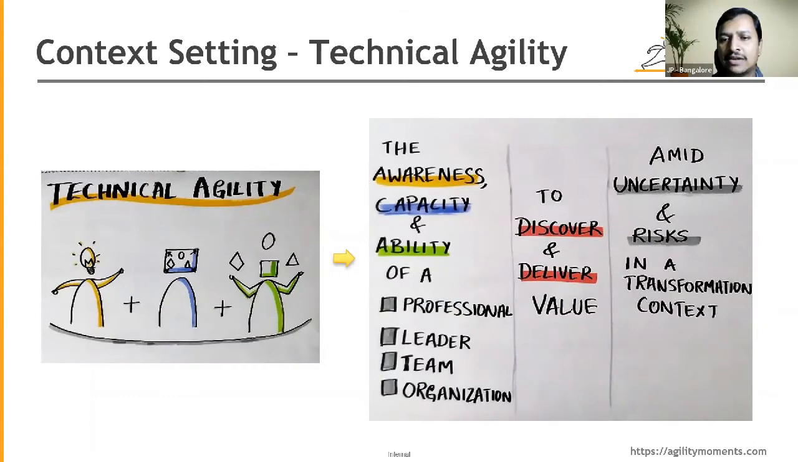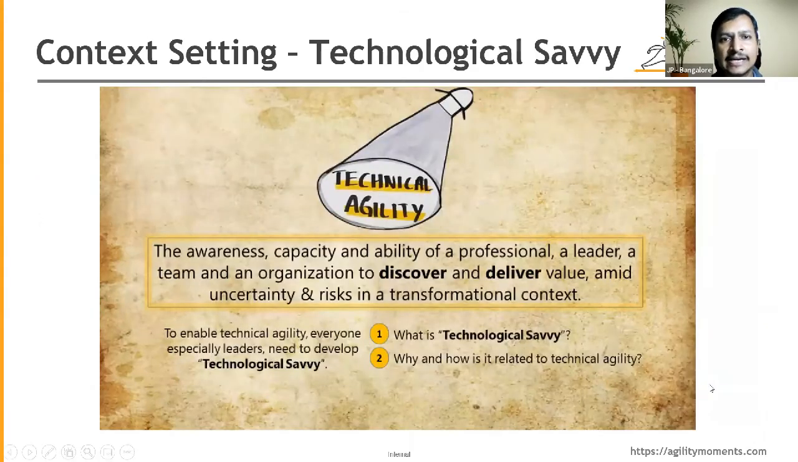Okay, so let's dive in a little further and we'll see. So now I'm setting a context on another term called technological savvy under the context of technical agility. To enable technical agility, everyone, especially leaders and managers, need to develop something called technological savvy. It doesn't happen automatically. So that brings the question: what is technological savvy, and why and how is it related to technical agility? Can anyone make an attempt to answer these two questions? Let's start with the first one. What do you mean by technological savvy? What do you think?